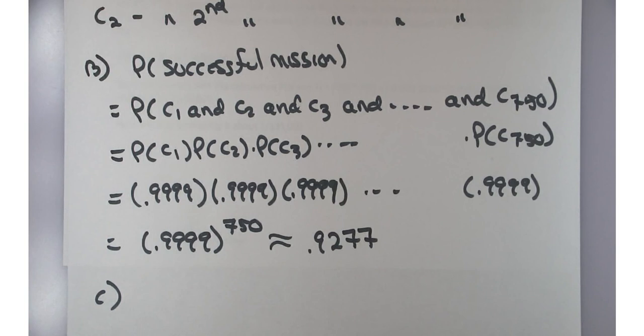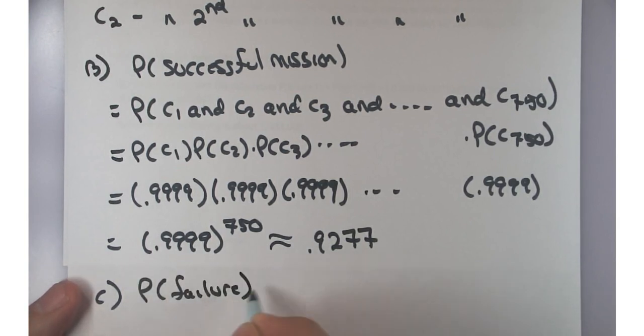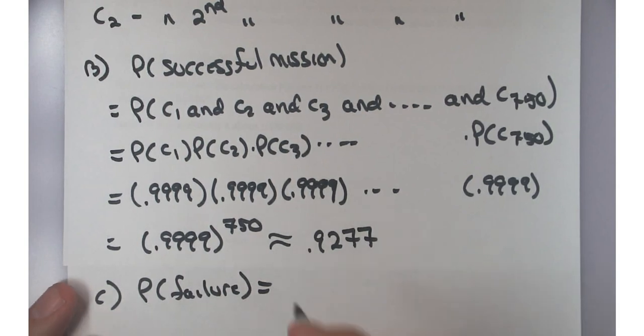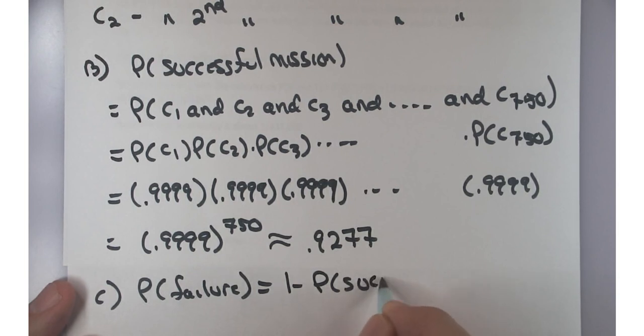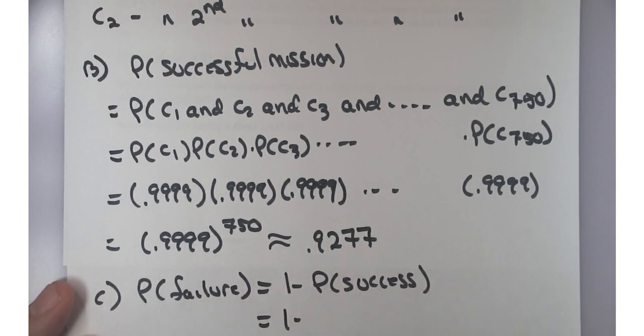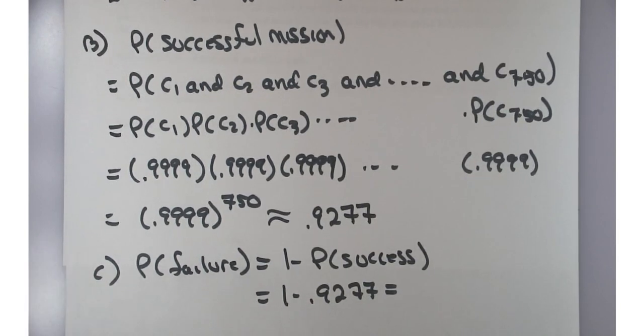Now, in order to have a successful mission, all 750 parts have to work. Let's look at the probability of a failure. Probability of mission failure. Well, that's going to mean 1 minus the probability of success. Probability of success, well, we just calculated that, 0.9277. So what's that give us for the probability of a mission failure?